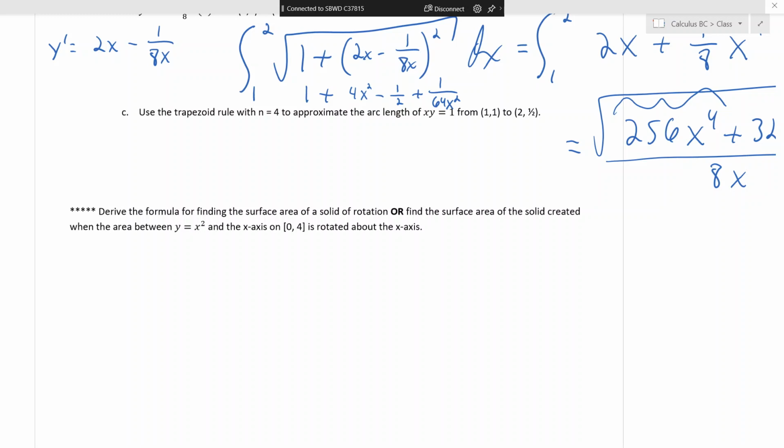So we want the arc length of this. We'll write it out. Okay, so y equals 1 over x. The derivative of that is negative 1 over x squared.